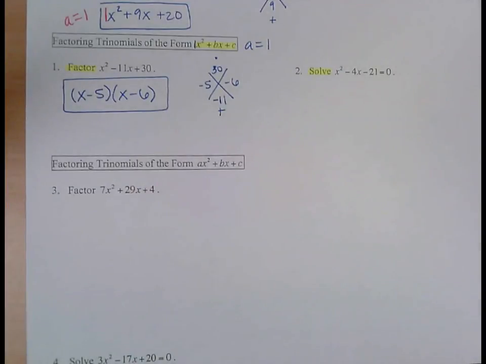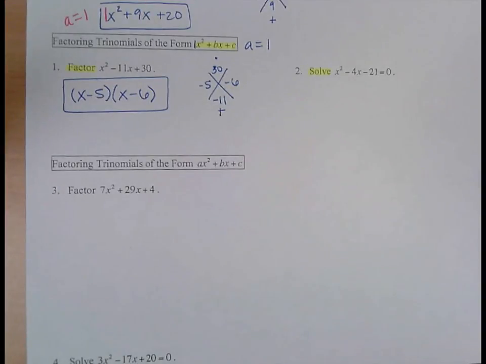How could you check to see if your answer is correct? You could FOIL it. Okay, so foiling this, if you get back to x squared minus 11x plus 30, then you know you have the correct factored form. So any problem I ask you to factor, you can check your answer. Think about that on the quiz on Friday.